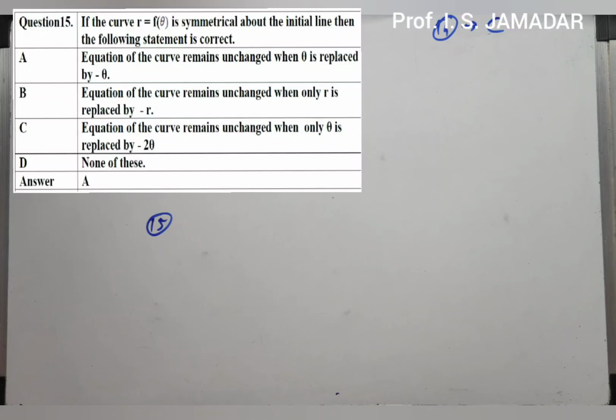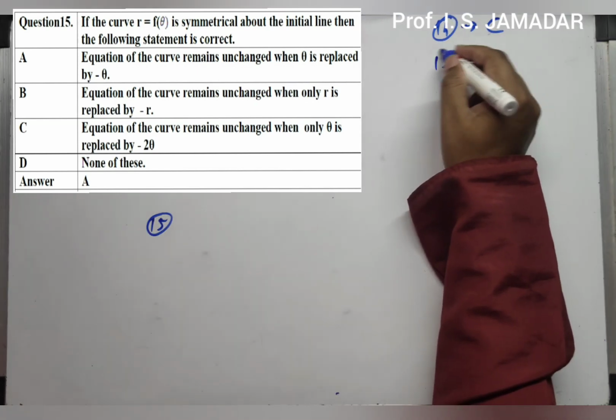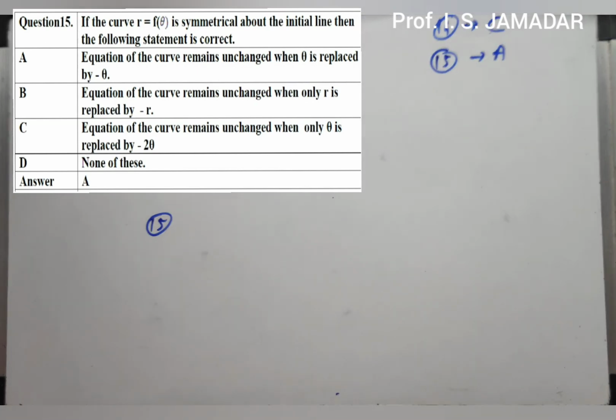If the curve r equal to f of theta is symmetric about the initial line, then the following statement is correct. About initial line symmetry, it means replace theta by minus theta, and the equation must remain unchanged. So option A is the answer for this. The equation of the curve remains unchanged when theta is replaced by minus theta. So for question 15, the answer is option A.